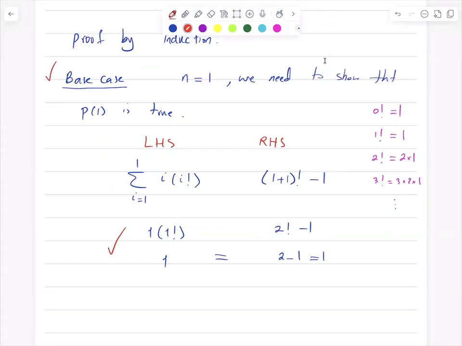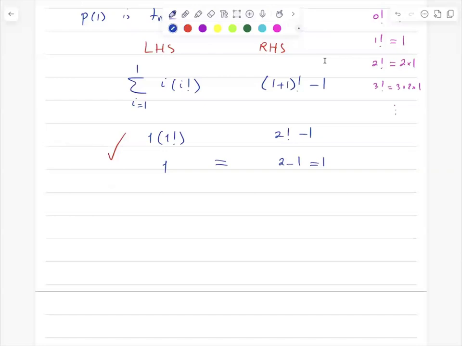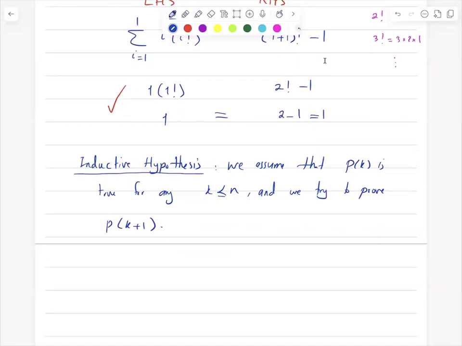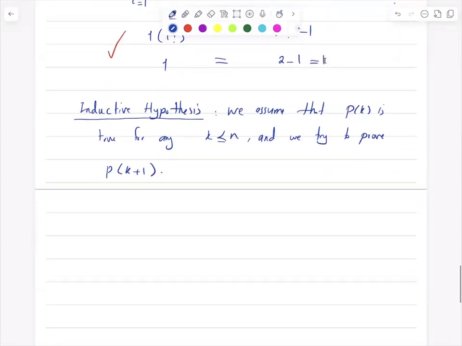Now we're going to move on to the inductive step. In the inductive hypothesis, we assume that P of k is true for any k less than or equal to n, and we try to prove P of k plus 1. So since P of k is true, let us write it down. The property for k says the summation of all i's multiplied by i factorial, i starts from 1, goes to k, can be written as k plus 1 factorial minus 1.